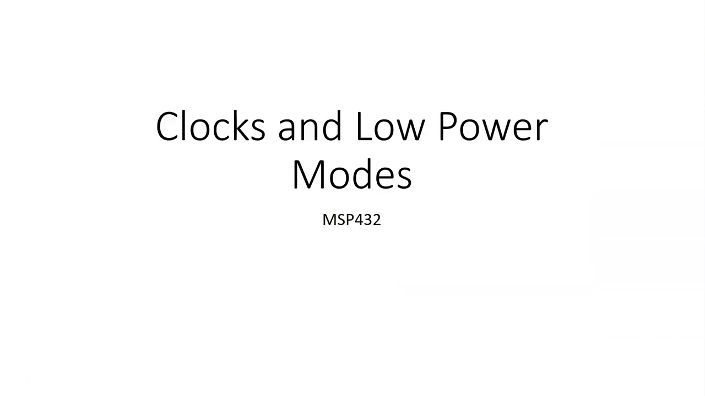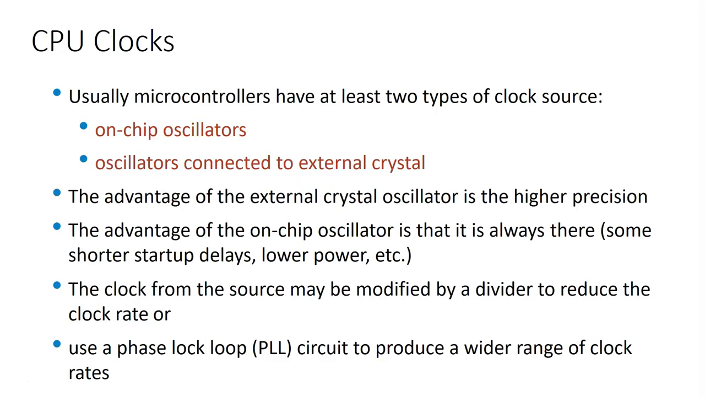Today, obviously, for the MSP432 and other microcontrollers, we have much more accurate and efficient clocks. Microcontrollers usually have two types of clock sources. One is different types of on-chip oscillators, and the other is based on having oscillators connected to external crystals, a device that has a natural physical resonance frequency after a voltage is applied to it. The advantage of these external crystal oscillators is they offer much higher precision versus our on-chip oscillators, which are always there and, depending on their configurations, might have shorter startup delays and lower power.